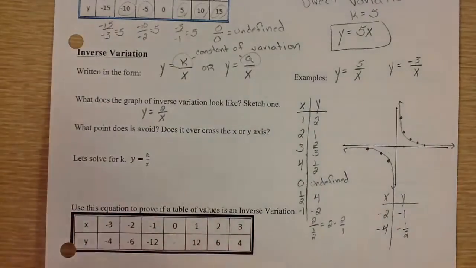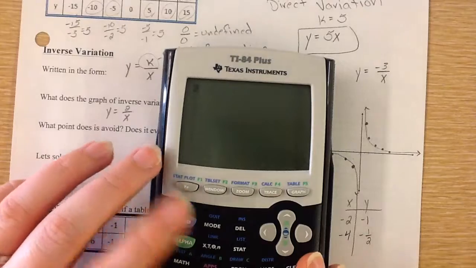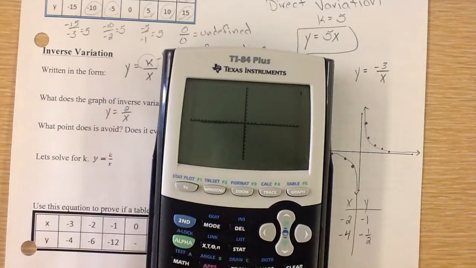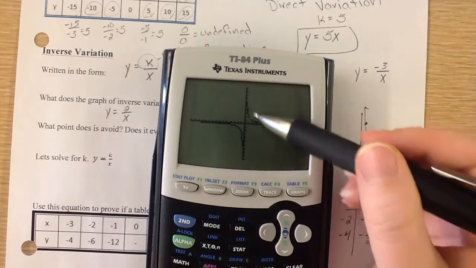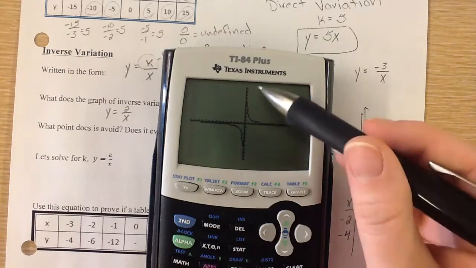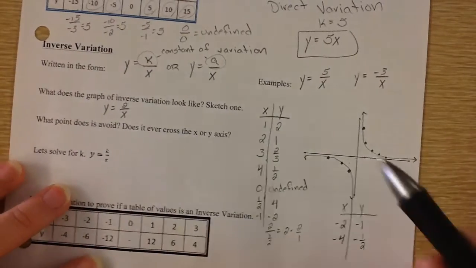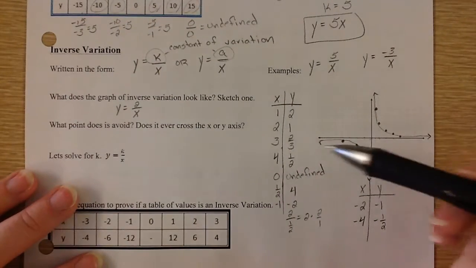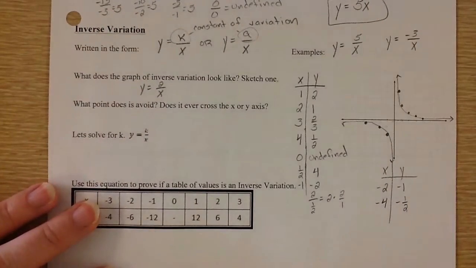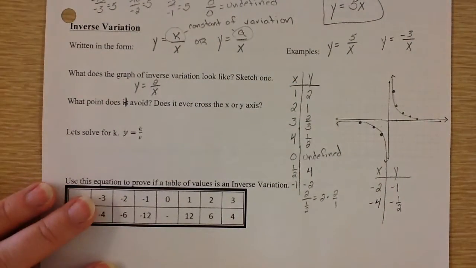And we can use Desmos or our graphing calculator to verify. Sorry, y equals 2 divided by x. Yep. So it gives us this curve-like shape where I have these two curves in quadrant 1 and in quadrant 3. Okay. So what does the graph of this inverse variation look like? Well, we can't really describe it as well as the last one. It's basically these two curve-looking things.